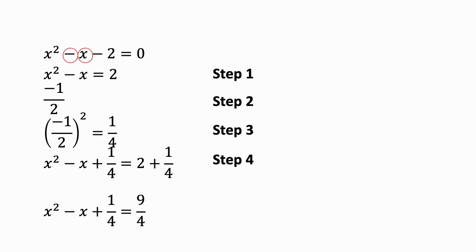Now we can simplify. So we have x squared minus x plus a quarter, and then we just add 2 plus a quarter, and we end up with 9 over 4. I know you have this, because you are right.